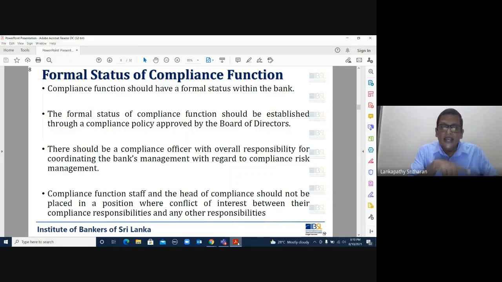The first one is that the formal status should be ensured through the approved compliance policy. The second one is that a compliance officer should be appointed and given the full responsibility to coordinate the compliance risk management function with the top management. And the third one is that the compliance function staff and head of compliance should not be placed where there may be a conflict of interest. So these three things have to be followed to establish the formal status of compliance functions. That is about the compliance function, formal status.